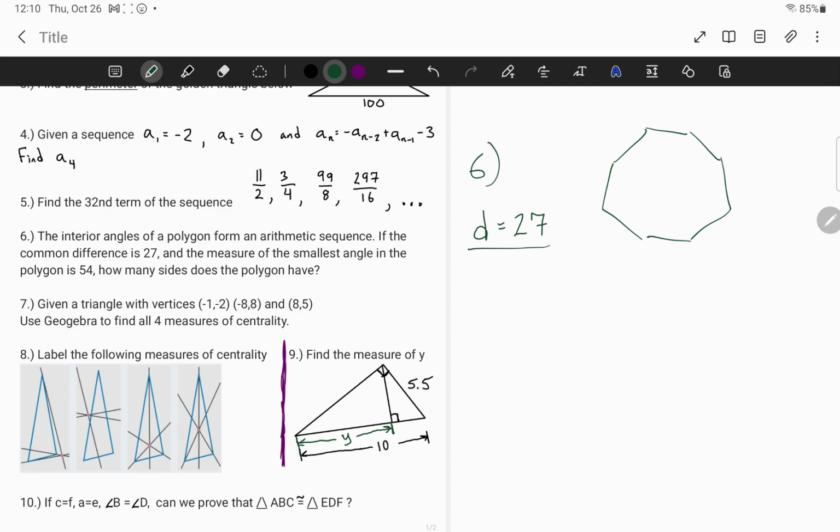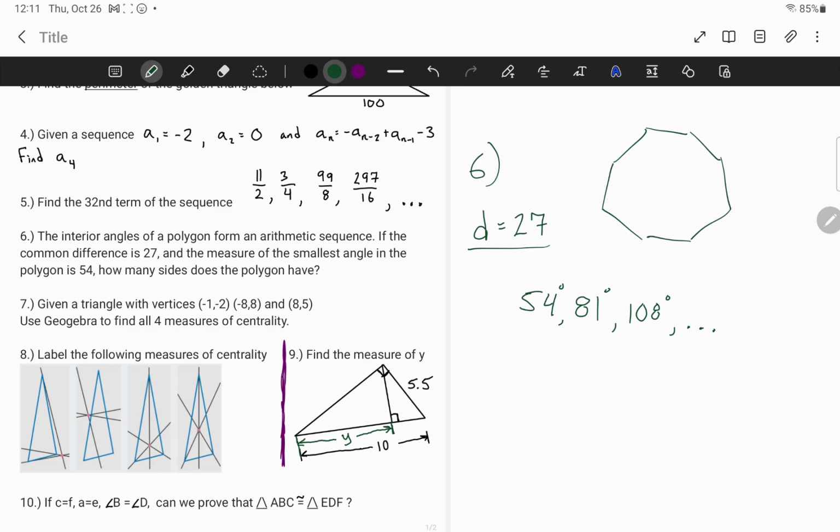So I'm going to simplify this a little bit. We've got 54 as our first angle. And then 54 plus 27, that's going to be 81. And then after that is going to be 108. And you get the idea.